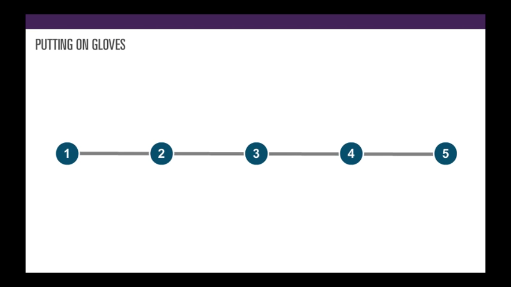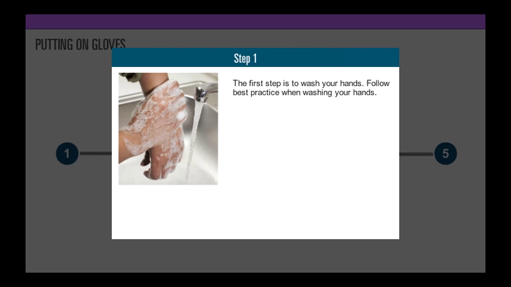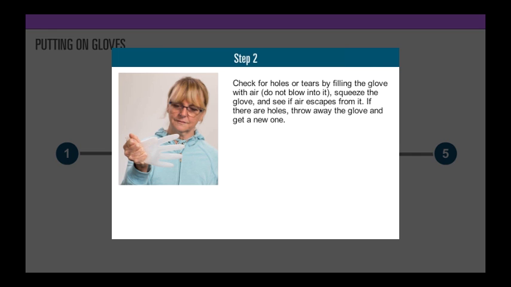It's important to put on gloves properly. The first step is to wash your hands. Follow best practice when washing your hands. Check for holes or tears by filling the glove with air. Do not blow into it. Squeeze the glove and see if air escapes from it. If there are holes, throw away the glove and get a new one.